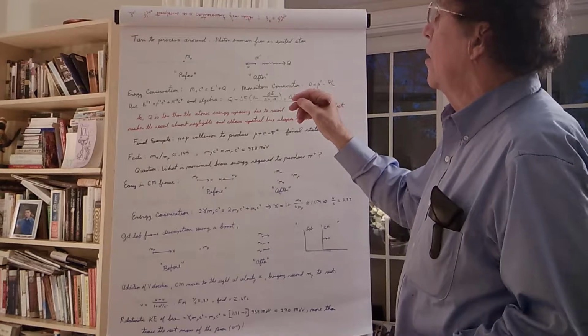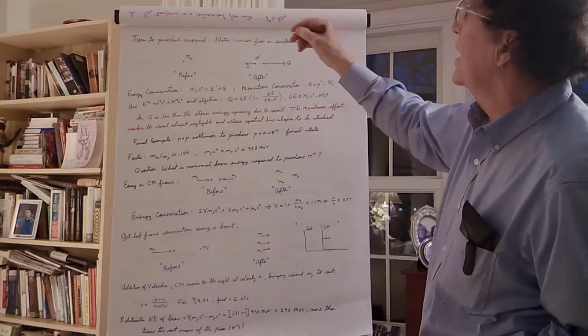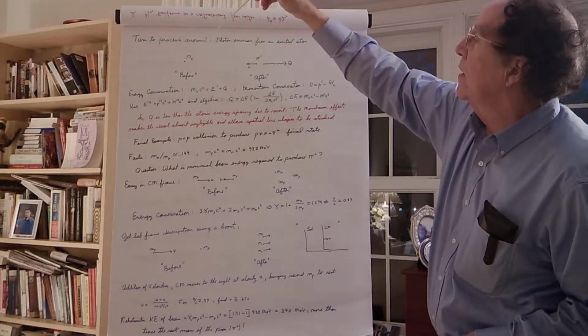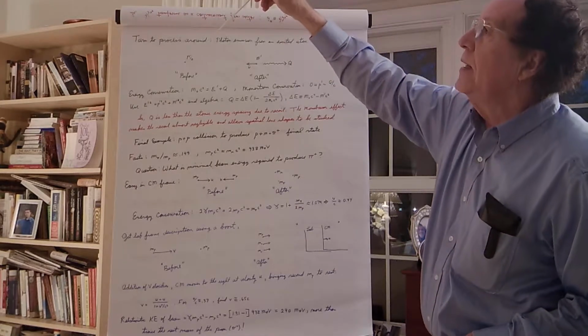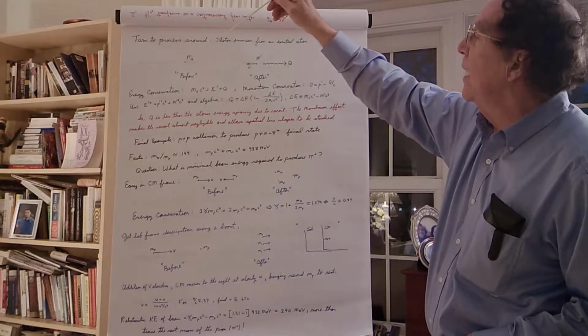So I'll hone in on those things by writing down energy conservation. Well, what's the initial energy? Just m naught c squared, because this fellow is at rest. So the relativistic energy is just rest mass times c squared.